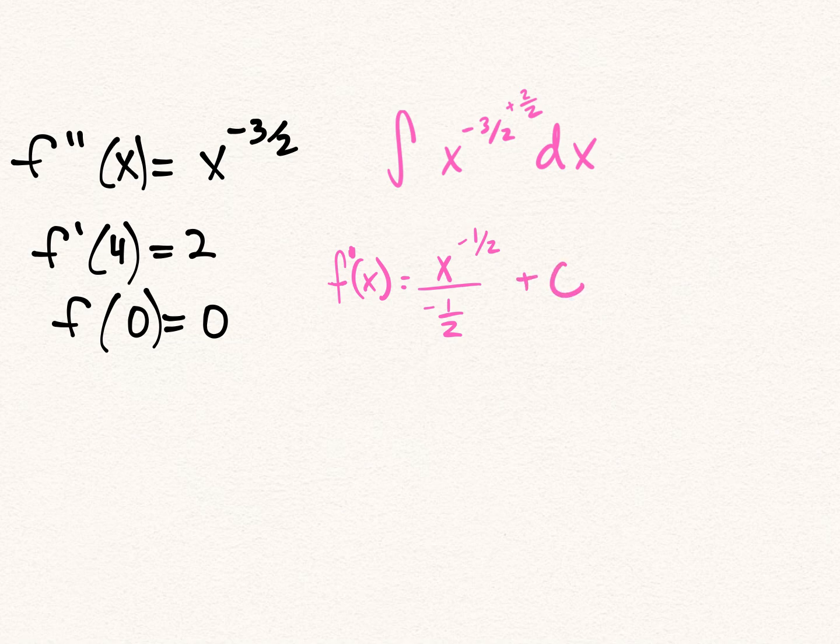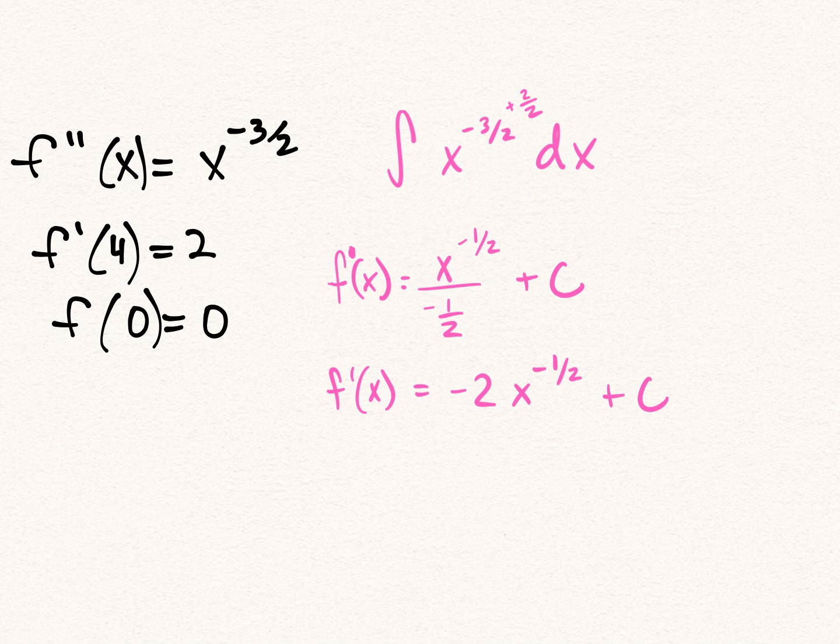We can simplify this a little bit. When I divide by a fraction, you can think about it as keep, change, flip. So our first derivative would be negative 2x to the power of negative 1/2 plus c. We need to find what c is in our first derivative before we can do the antiderivative again and find our function. So let's solve for c here.